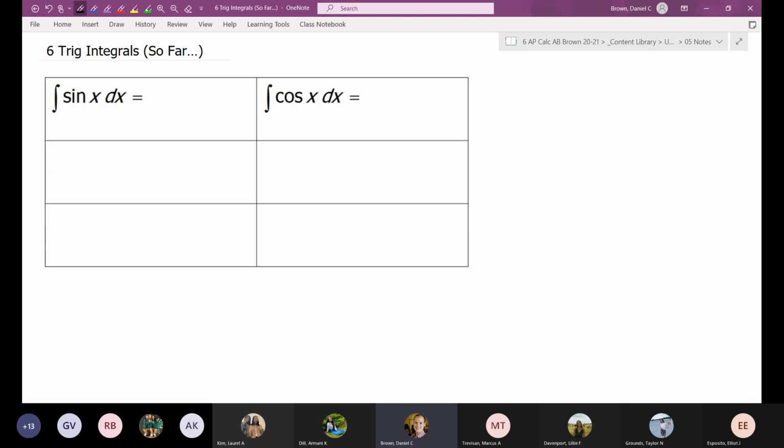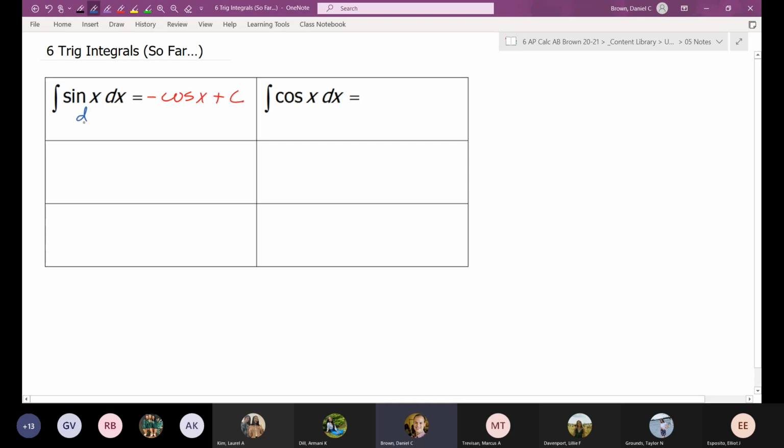And the 6 trig integral rules that you need to know, the 2 basic ones, we have the integral of sine and the integral of cosine. And how you know those rules, you want to kind of think to yourself, well, if I say the integral of positive sine of x is equal to something, in your head, just think of that as the derivative of something is positive sine. Well, the derivative of what is going to give you positive sine? And it would be negative cosine. And then don't forget your plus c.